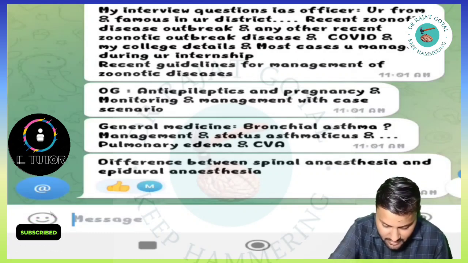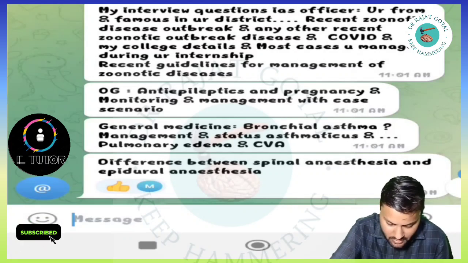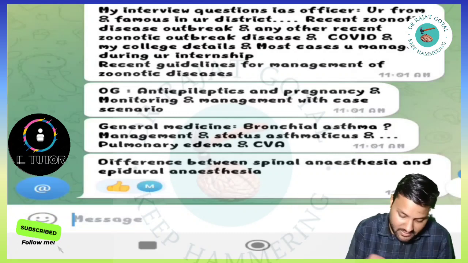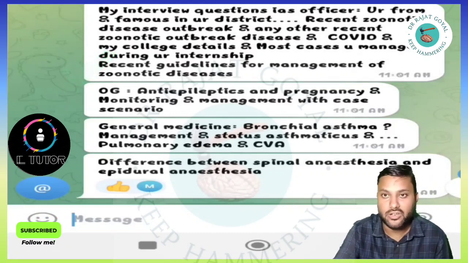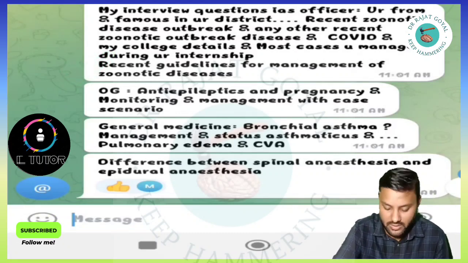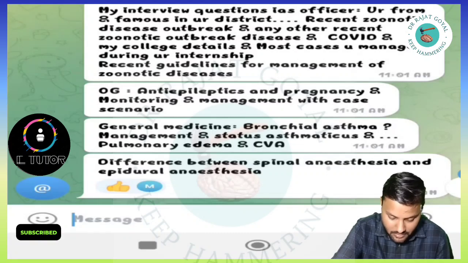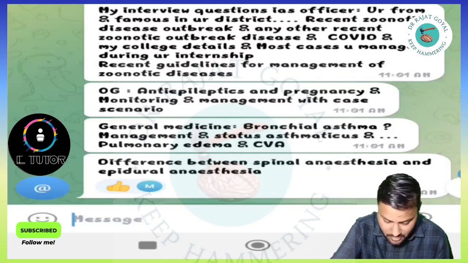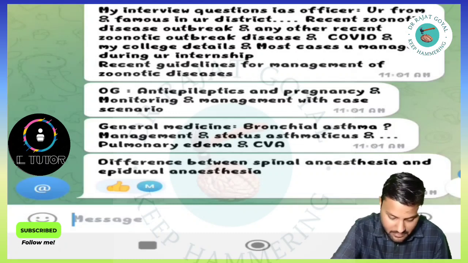Recent zoonotic disease outbreak, any other recent zoonotic outbreak disease, and COVID. Recent guideline for management of zoonotic disease. What is the guideline for management of zoonotic disease that Marwa sir has told us, so you can learn from there. Obs Gynae: anti-epileptic in pregnancy, and monitoring and management with a case scenario. General medicine: bronchial asthma management, status asthmaticus, pulmonary edema and CVA.